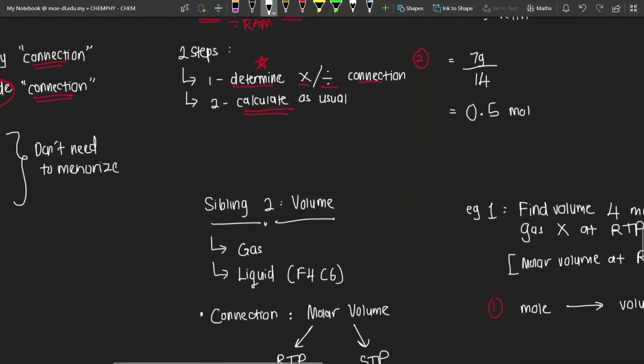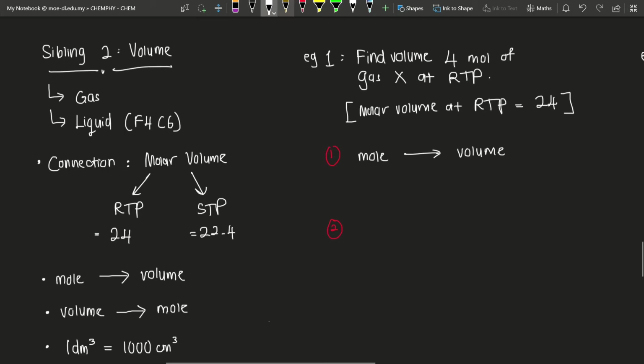Okay, next sibling, our second sibling will be isi padu, your volume. For volume, you have to know we split it into two. In this chapter, we will find the volume of the gas. But in Form 4 Chapter 6, you will emphasize volume of liquid. So, we will recall the connection related to volume, which is our molar volume, isi padu molar. There are two molar volumes you need to know. RTP is 24, STP is 22.4.